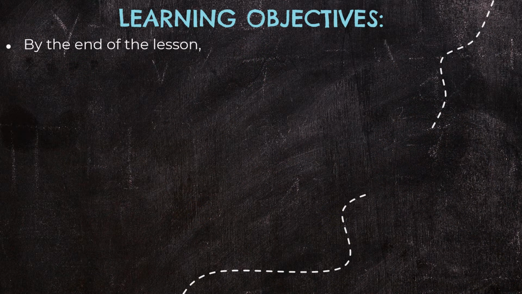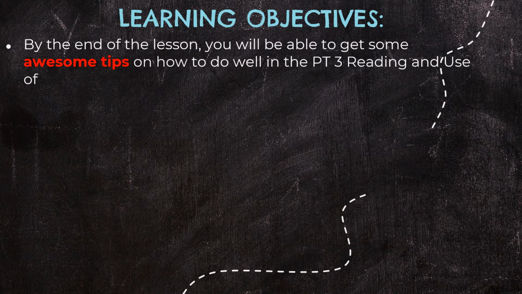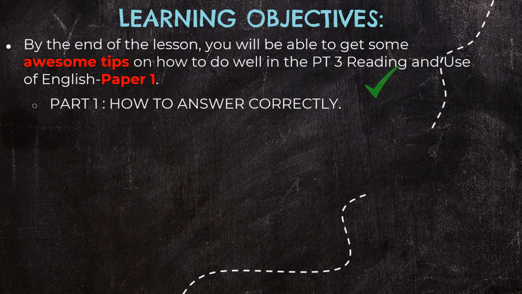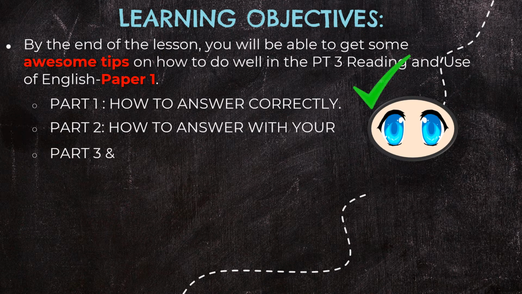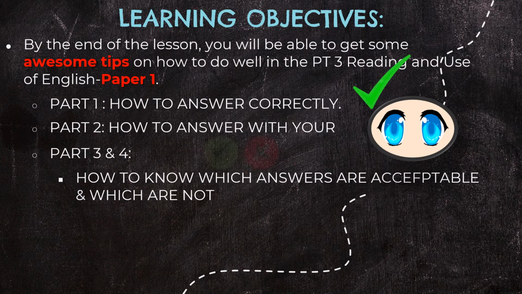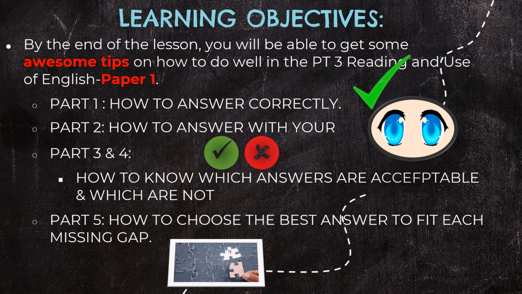Learning objectives. By the end of the lesson, you'll be able to get some awesome tips on how to do well in the PT3 Reading and Use of English Paper 1. Part 1. How to answer correctly. Part 2. How to answer with your eyes only. Part 3 and Part 4. How to know which answers are acceptable and which are not. Part 5. How to choose the best answer to fit each missing gap.